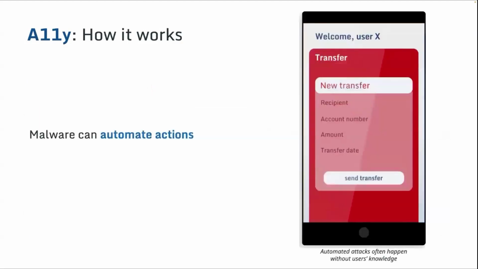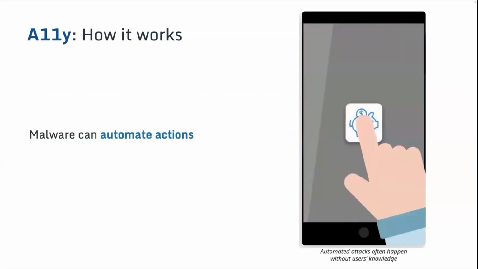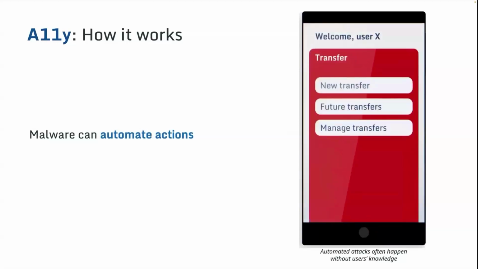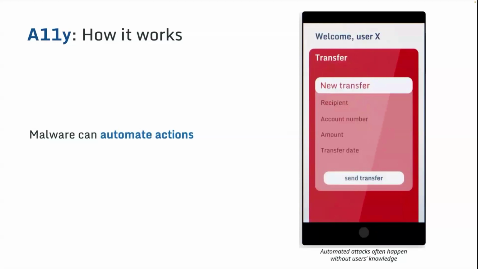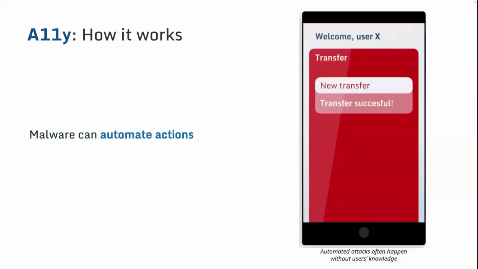Let's see now another potential attack that they can do. They know what's going on the screen, so they can click their way to the transfer screen. And once there, they can fill in just the payment details like the recipient, the account number, the amount, etc. They can even enter any required code.